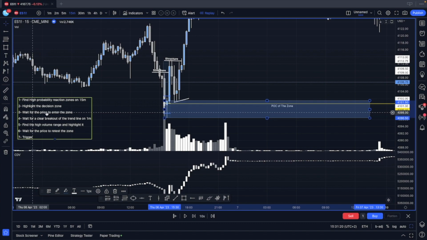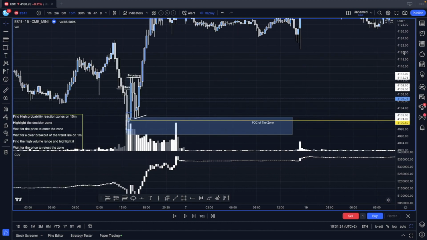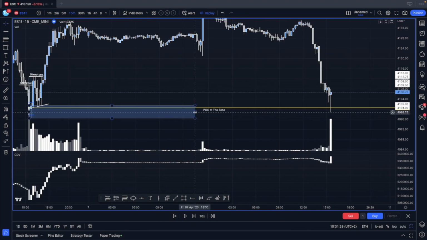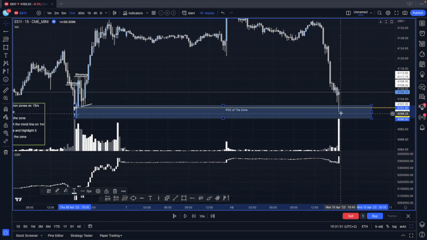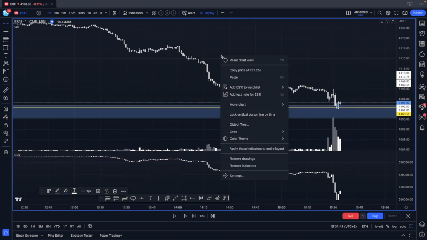Third, wait for the price to enter the zone. Okay, so now if we are always on 50-minute time frame. Okay, now price entered the zone and reacted. Maybe it's too late, we don't know. I try to give you a real example as much as possible.